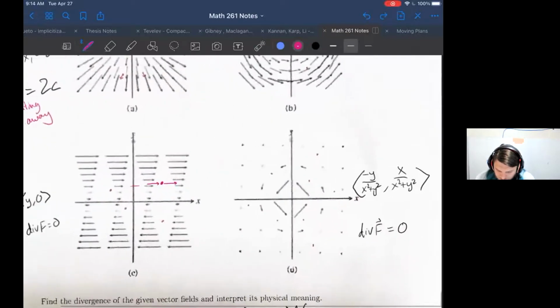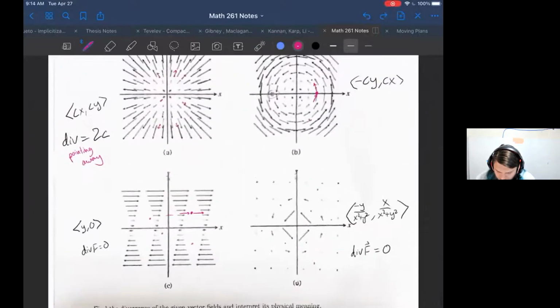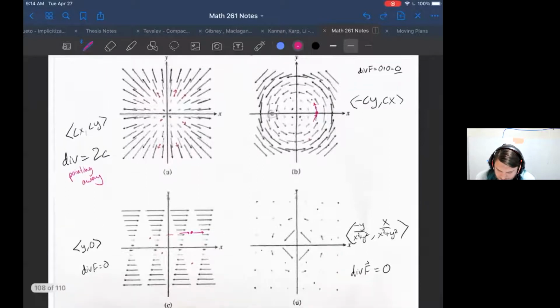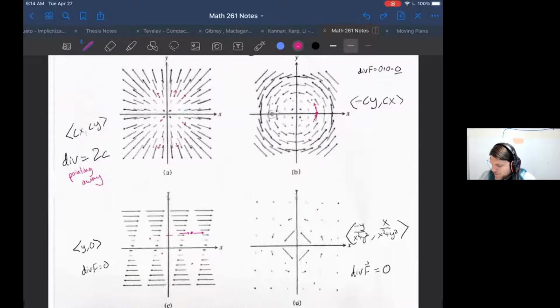Okay, so this is divergence. Again, it's the idea that if your vector field is pointing away from you more than it's pointing towards you, or vice versa, then you're going to have some divergence.